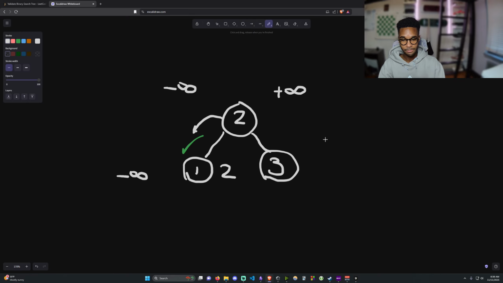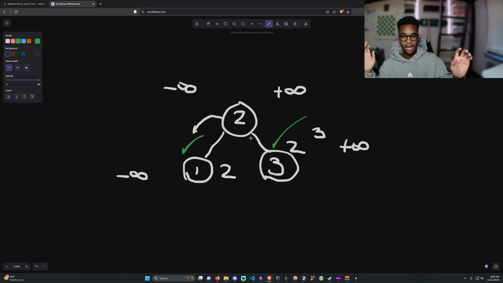So if we were to go right, the highest bound stays the same, so positive infinity. But the lowest bound, you could pause the video if you like and think about what you think the answer would be. But the lowest bound would be, again, equal to 2. And remember, the bounds are non-inclusive. So this node's value has to be greater than the lowest bound, i.e. greater than 2, but less than positive infinity. 3 is in between these two ranges, therefore it is valid.